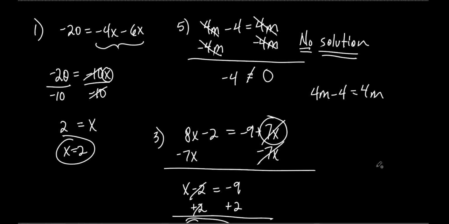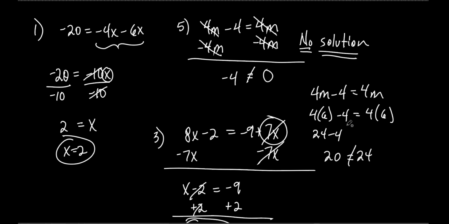let's pick any number at all. Pick a small number. Don't pick anything outrageous. Pick a small little number and put it in for m. 6. Okay, so 4 times 6 minus 4, will that equal 4 times 6? Think about that. No, because this is 24 minus 4, which is what? 20. Does 20 equal 24? No, it doesn't. Okay, so 6 doesn't work. I could keep doing this all day long, and there is no number. There's no number I can put in for m that the left side is going to equal the right side.